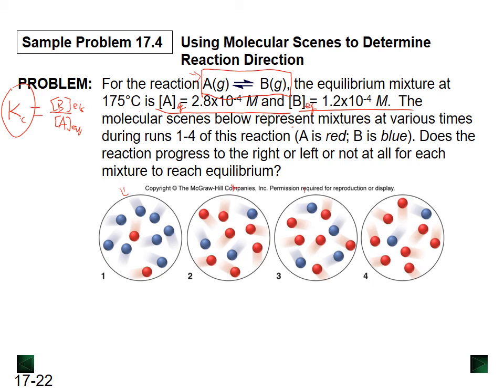From previous slides, we know that to predict the direction, we need to know Q in each scene. So Q1, Q2, Q3, Q4, and compare Q and K. If Q is less than K, the reaction goes forward. If it's greater than K, it goes reverse. If Q equals K, the reaction is at equilibrium. And so that's our plan.